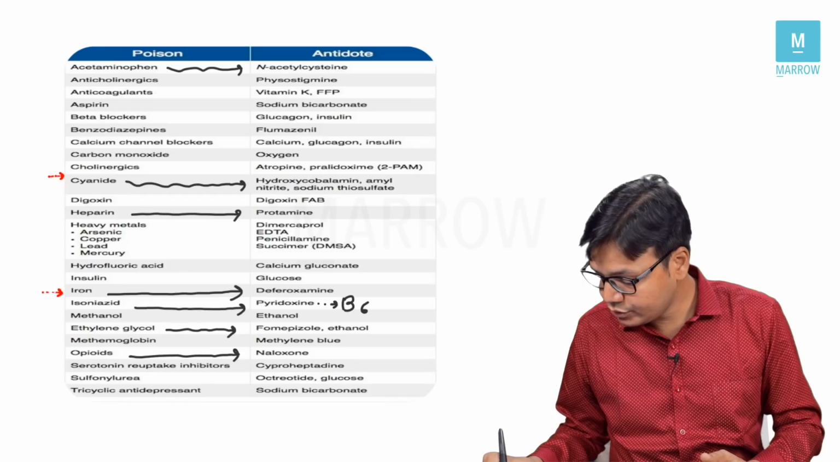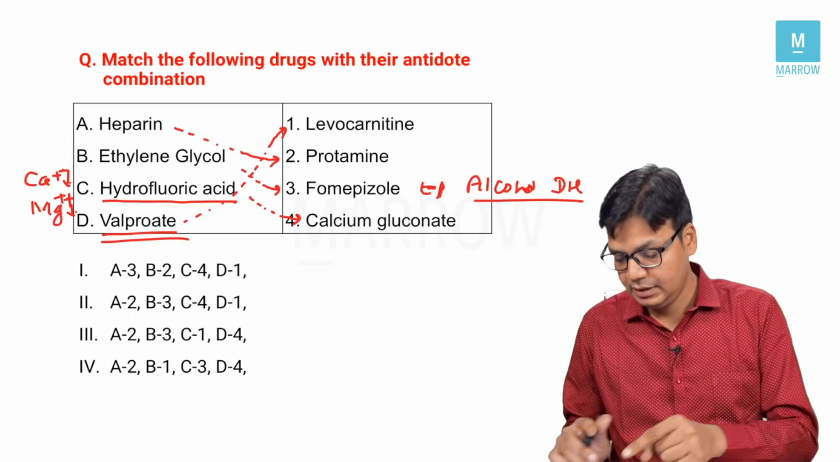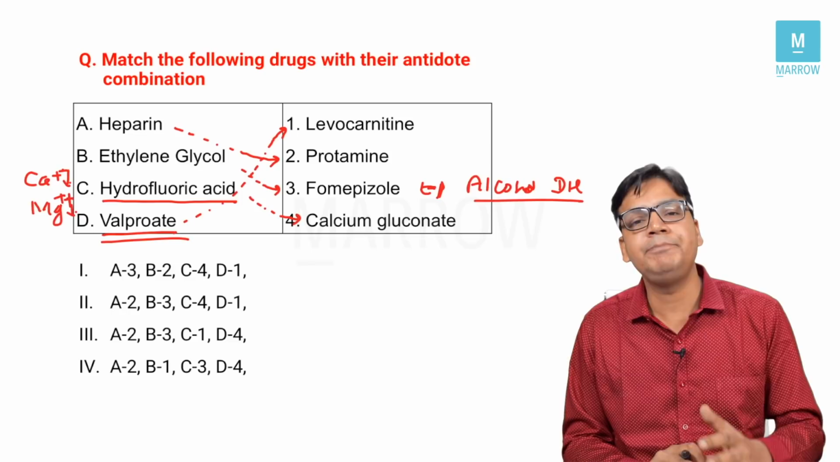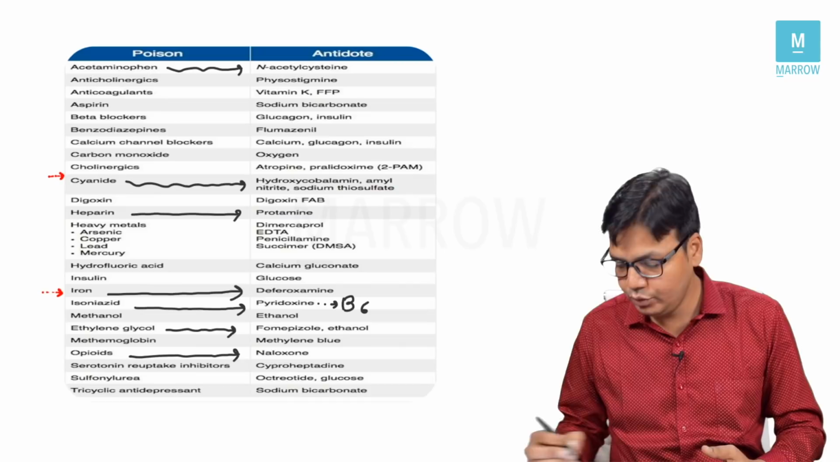Yes, yes. Heparin antidote is protamine. Valproate, it is levocarnitine. Hydrofluoric acid, calcium gluconate, and ethylene glycol, we can use. Yes, my dear friend, we can use this one. And this is a chart showing different antidotes.